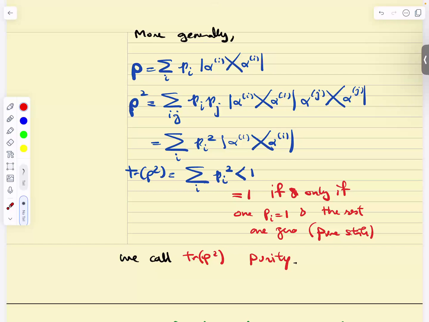In that case, we call the state pure, and we can equally describe it using a ket. Sorry, a ket, I shouldn't call it an eigenket. The trace of rho squared is called purity.